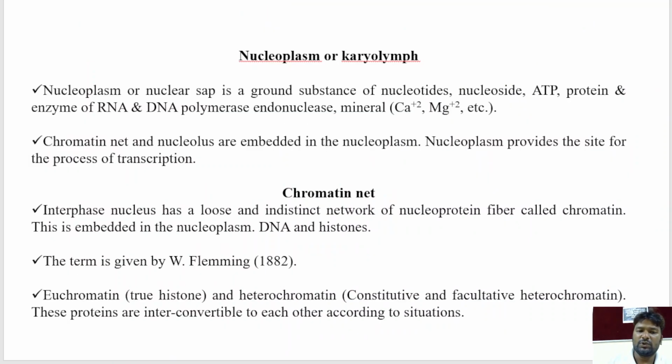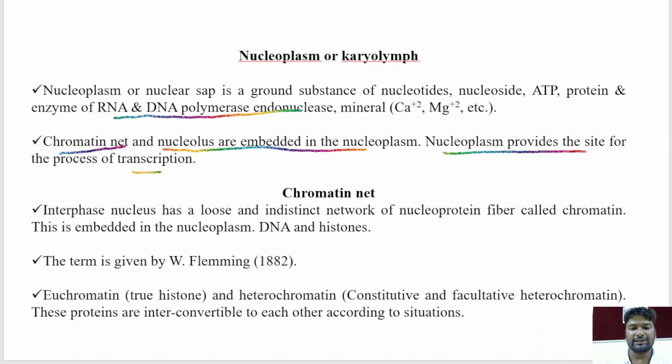Now nucleoplasm. So nucleoplasm or nuclear sap is a round substance of nucleotides, nucleosides, ATP, proteins, and enzymes of RNA and DNA polymerase, endonuclease and minerals. So friends, this is the nuclear sap which contains all the nucleosides, ATP, proteins, enzymes, RNA, DNA polymerase, and everything is found in the nucleoplasm. Also, the chromatin net and nucleolus are embedded in the nucleoplasm, and this nucleoplasm provides the site for the process of transcription.